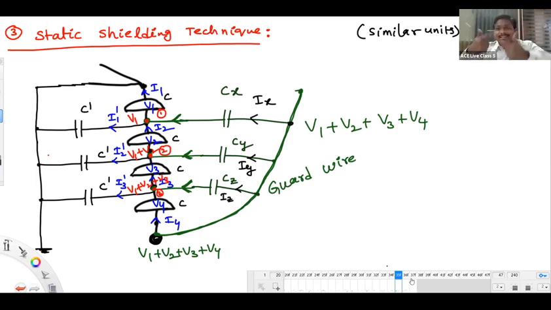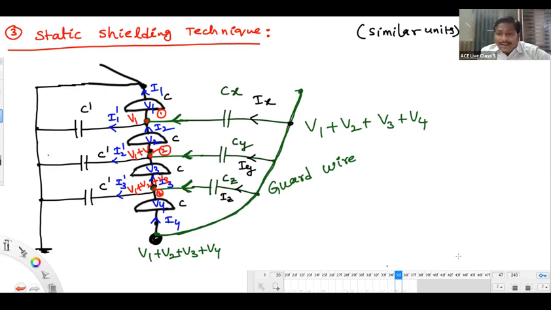Changing the size of the disk. That's the physical change you are making. What is the physical change you are making in this method? Keeping the guard wire. See, keeping the guard wire, can we keep that guard wire in any way we want?